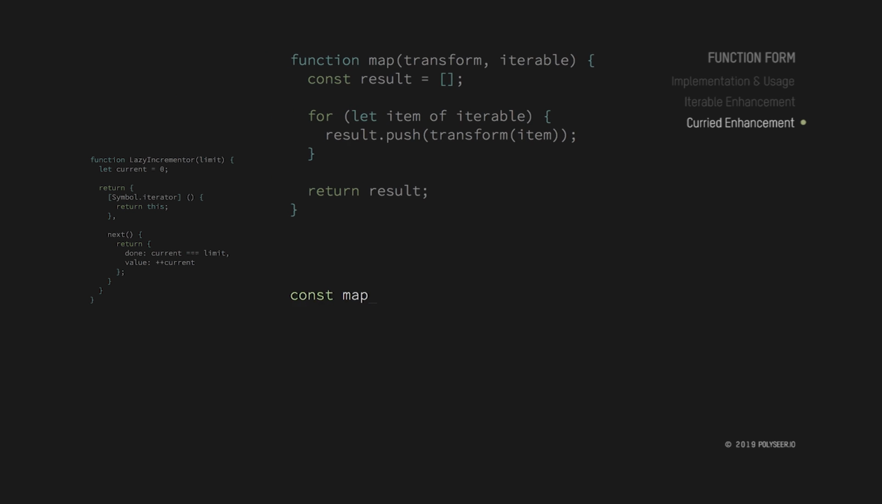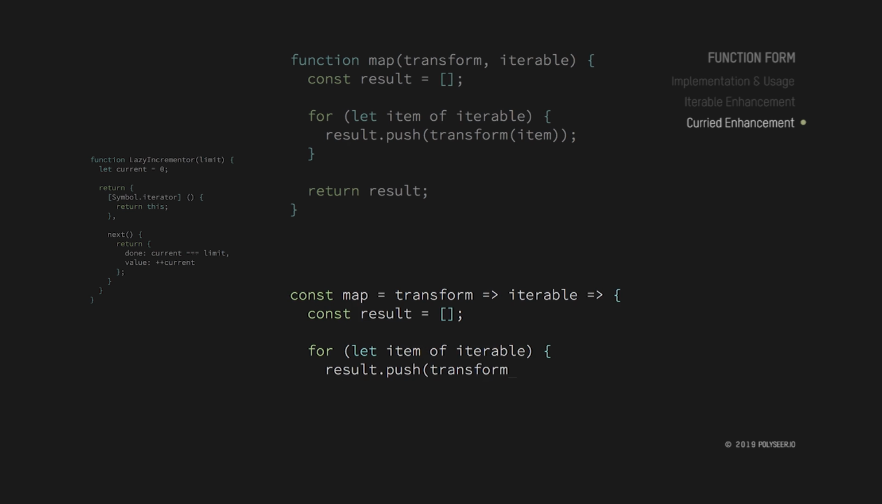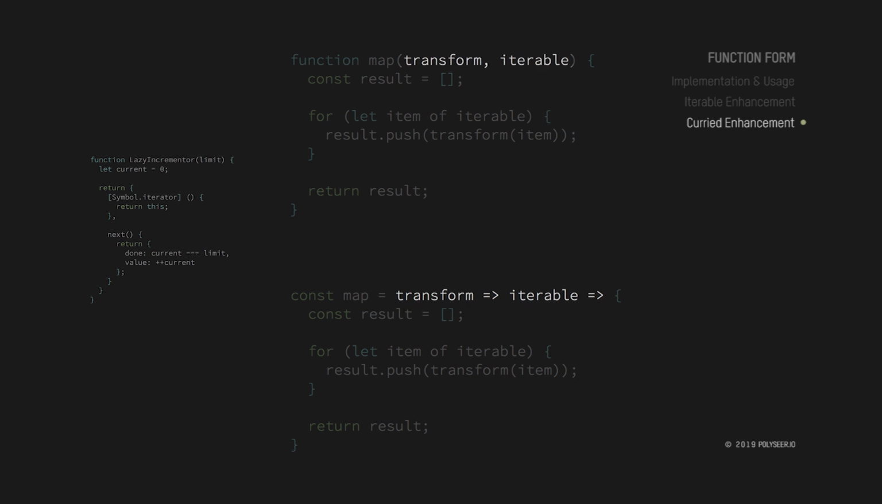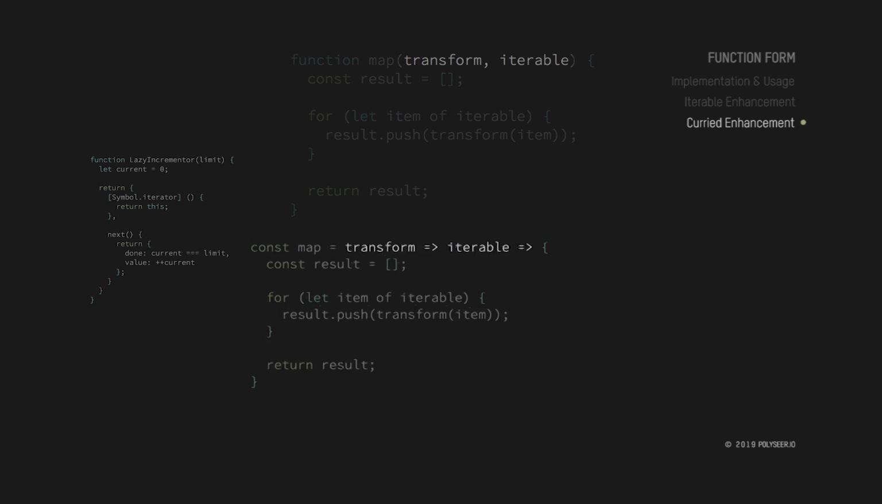I want to go over one more thing here, which is a curried enhancement or a curried form of map, which you'll see somewhat frequently. What we do here is instead of taking transform and iterable, we take transform and then immediately return another function that takes iterable. I'll highlight that so you can see it here. Check out those two areas. It's a slight difference. The rest of the function is the same. But what does that slight difference get us? What advantages can we reap from it?